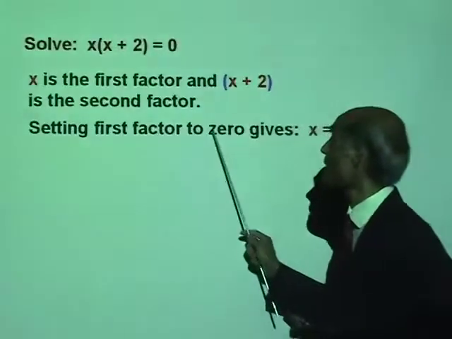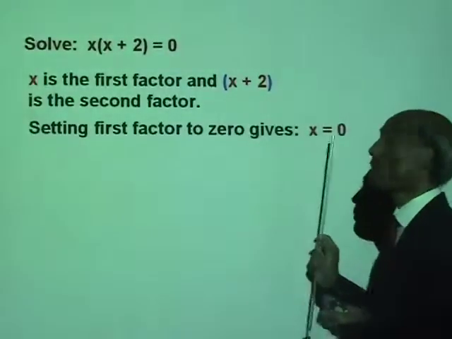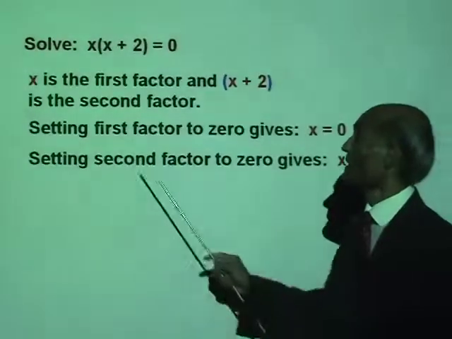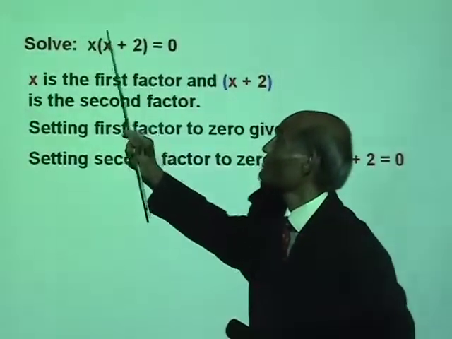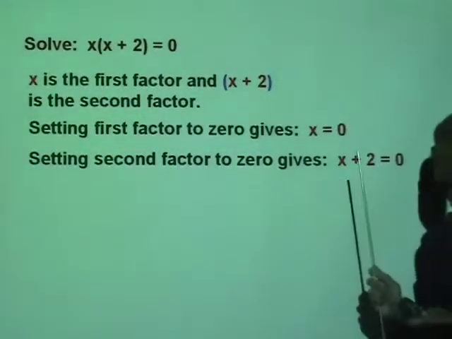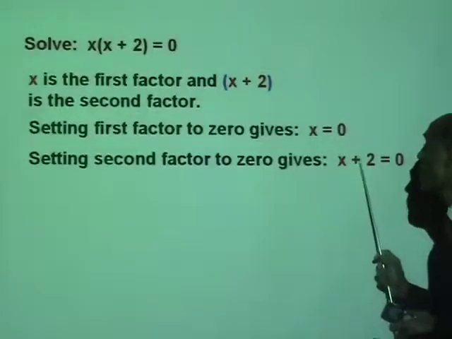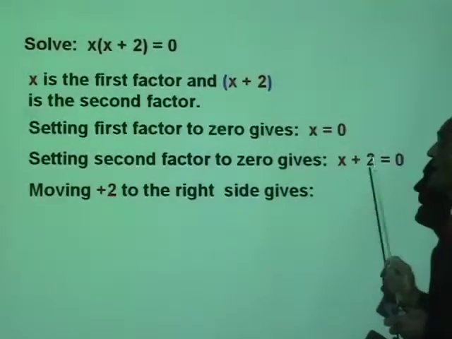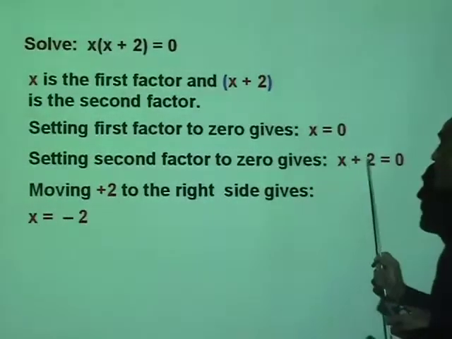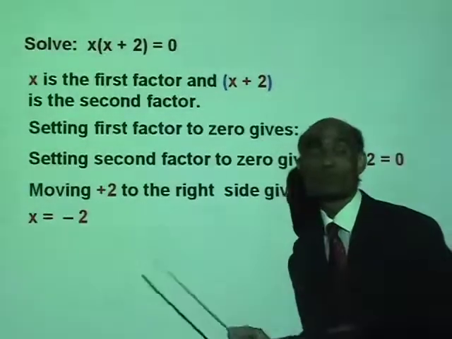Setting the first factor to 0, x equals 0. That gives you one value of x. x equals 0 is one value. Now, let's set the second factor to 0. x plus 2 equals 0. How do you solve for x here? Move the positive 2 to the right, and that will give you x equals negative 2. If x plus 2 equals 0, that gives me x equals negative 2.